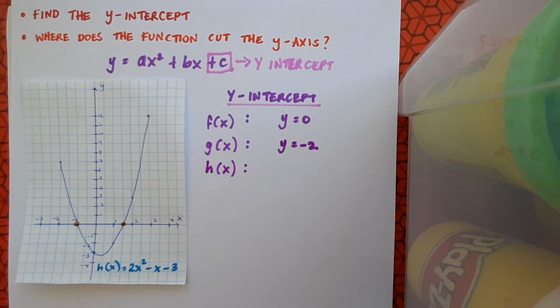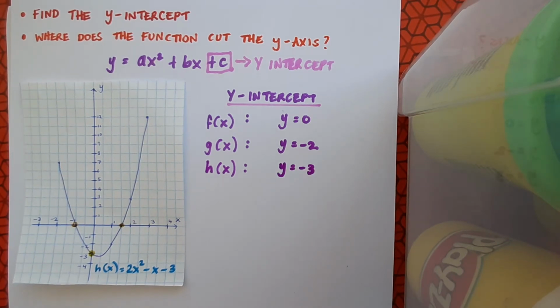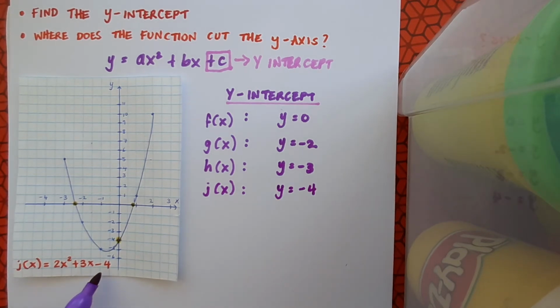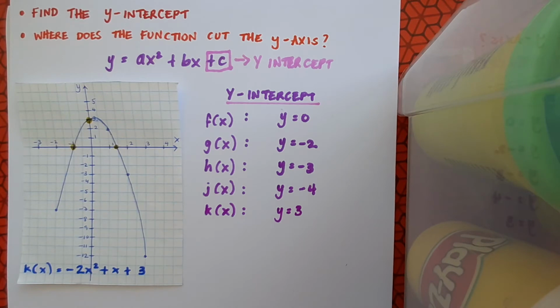Here we have our h of x function. What's its y-intercept? It passes through the y-axis at -3. So the y-intercept is y equals -3. And again, we can see that it agrees with the function that's written down for h of x. Here's the j of x function. What's its y-intercept? We can see it's y equals -4. Again, this agrees with what we have in our function. What about k of x? What's its y-intercept? It's going through the y-axis at 3. So my answer is y equals 3, and again, this matches what I have in the function.